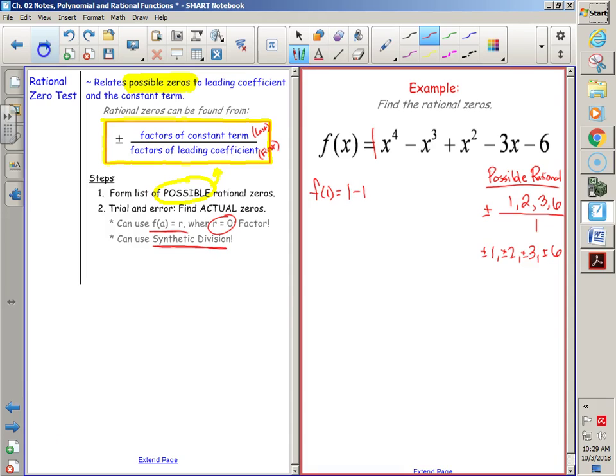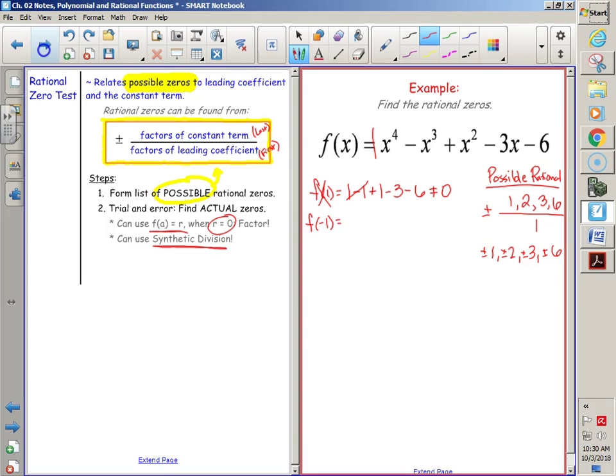I get 1 minus 1 plus 1 minus 3 minus, no. 1 to any power, because he's a positive number, stays the same, right? 1 to the fourth, 1. 1 cubed, 1 with a minus. 1 squared, 1. 3 times 1, 1 with a minus. Long story short, is that 0? No. 1 minus 1 is 0. Then I have 1 minus 9. Nah, not 0. So what do I know about 1? Forget him. Okay. How about negative 1?